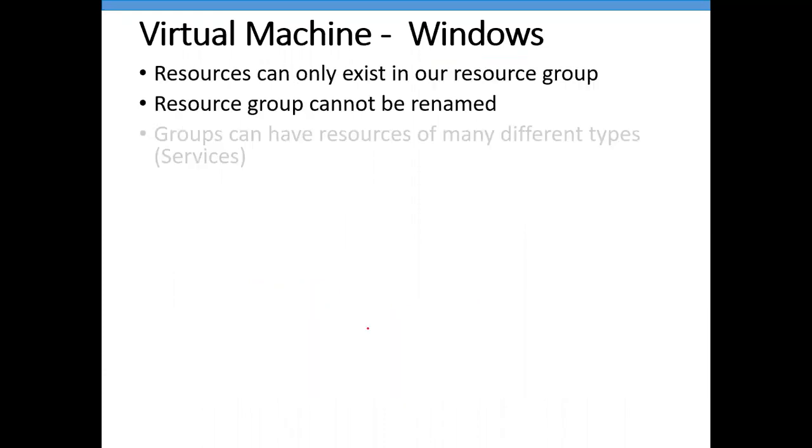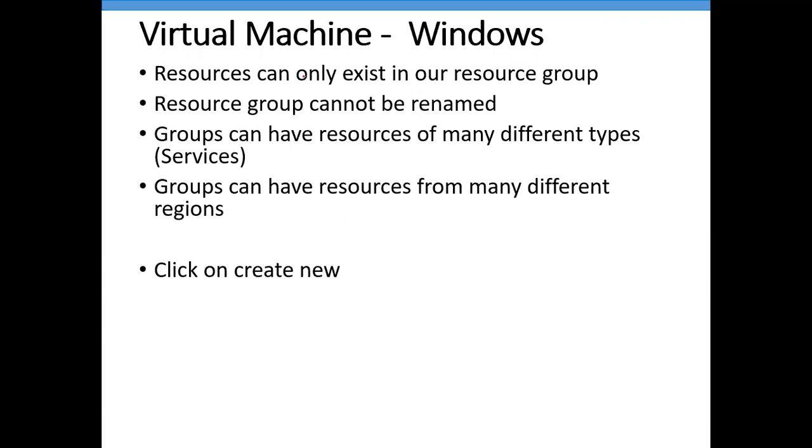Now, a resource can only exist in one resource group. Whatever resources we are going to create, they need to be in a resource group. A resource group cannot be renamed. Groups can have resources from many different types, meaning in one resource group you can create any type of service. There is no restriction from Azure. Groups can have resources from different regions also.